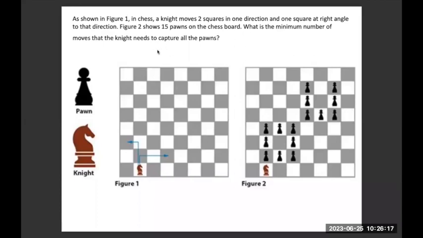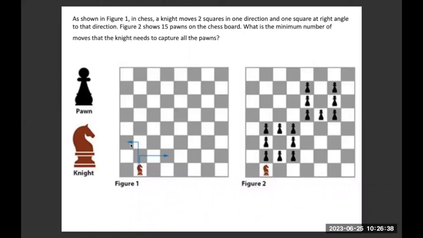What she says is in figure 1. In chess, a knight moves 2 squares in one direction and 1 square at a right angle, that we all know. So a knight can move in an L, with one direction here, or it can move like this, 1, 2 and the third one here.